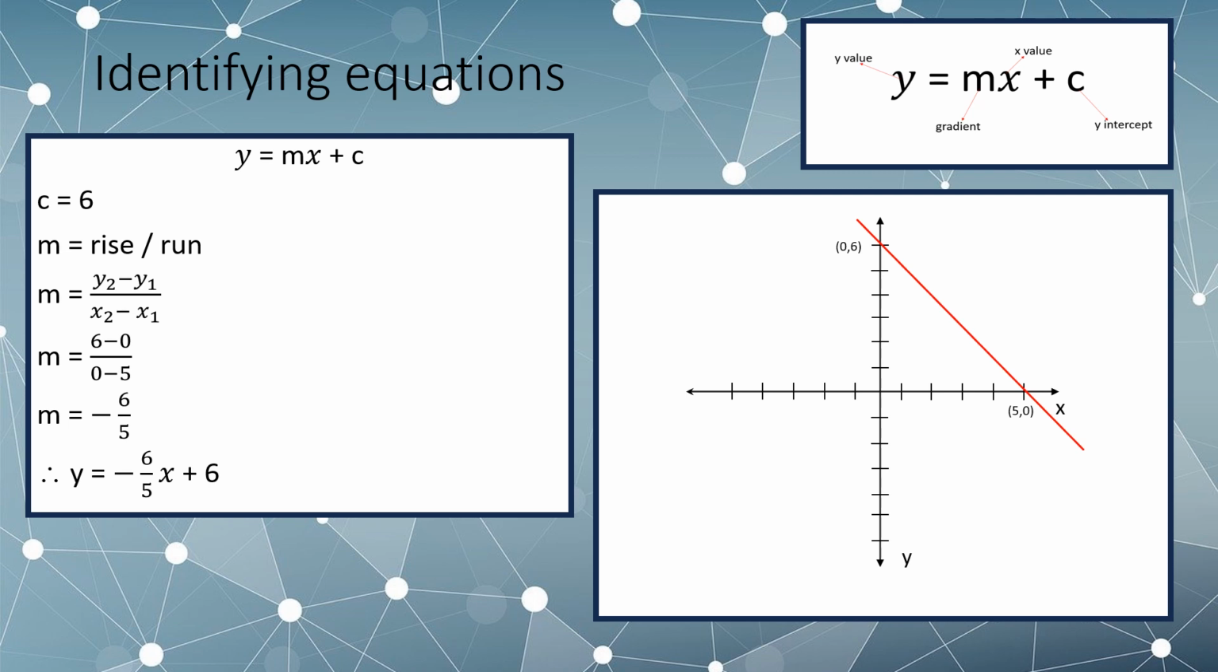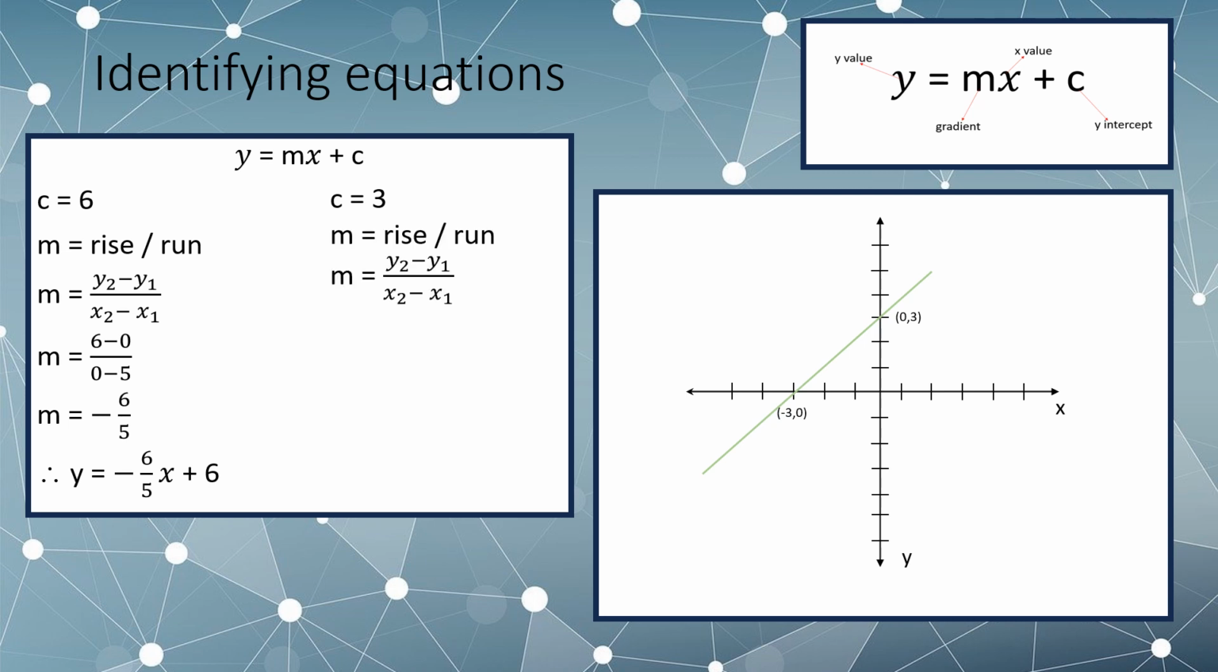Okay, looking at a second example now, we have (0, 3) as our y-intercept and (negative 3, 0) as our x-intercept. So we know straight away our c value in our equation will be 3 because that's our y-intercept. Now to find m, which is our rise over run, we can once again apply our formula, y2 take y1 over x2 take x1. So our gradient is equal to 3 take 0 over 0 take negative 3.